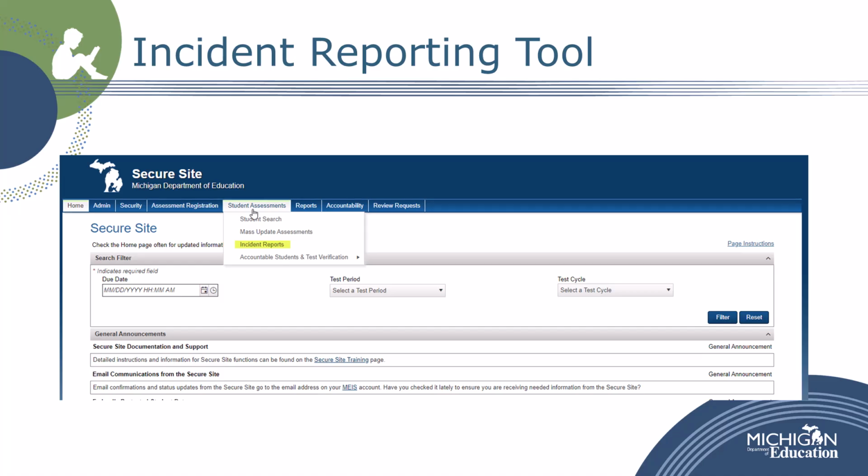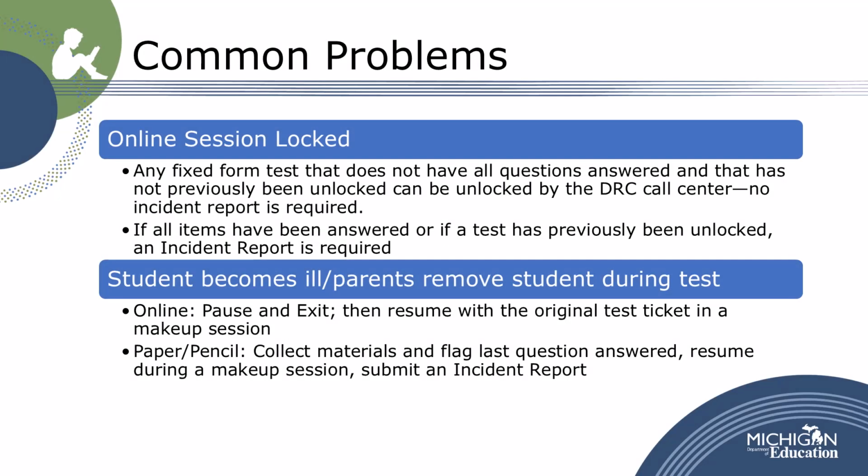Directions about what category and subcategory should be used, based on your situation, can be found in the Incident Reporting table in the M-Step Test Administration Manual. This table is organized based on the incident categories listed in the drop-down menu of the secure site. Perhaps the most common problem that happens in online administration is a student submitting a test before completing it.